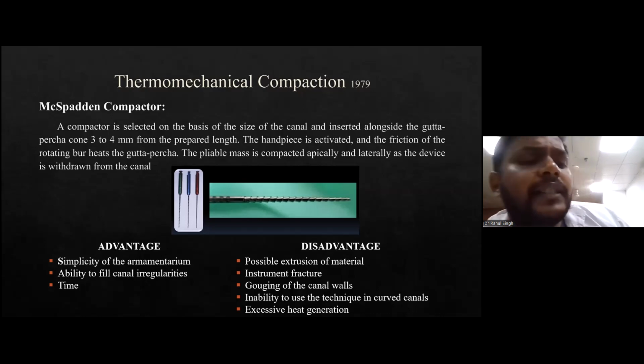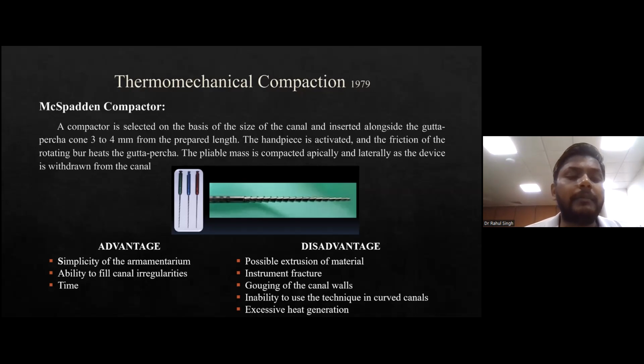So the advantages of this technique are the simplicity of the armamentarium and the ability to fill canal irregularities, and it's not at all time consuming. But the disadvantage of this system is that there is a possible extrusion of the material. Instrument fracture is also there if your instrument is older, and gouging of the canal walls can also be there because we are using an inverted H file. There is also an inability to use it in curved canals because the instrument is really stiff, and excessive heat generation can also be there.